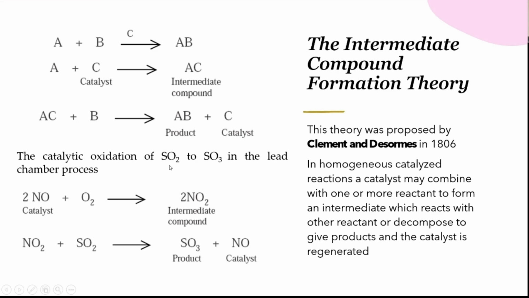We'll take an actual example. In the lead chamber process, in the oxidation of sulfur dioxide to sulfur trioxide, nitric oxide is acting as a catalyst. It is going to react with oxygen and form nitrogen dioxide. This is the intermediate compound. This nitrogen dioxide is going to react with sulfur dioxide, and we are going to get sulfur trioxide, and the nitric oxide catalyst is regenerated back. So this is regarding homogeneous catalysis. To explain this homogeneous catalysis, we have this intermediate compound formation theory.